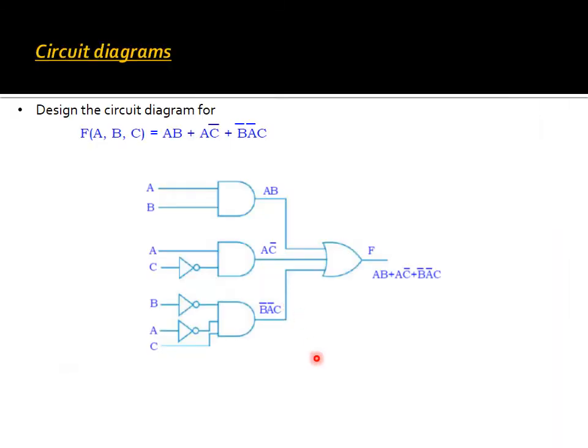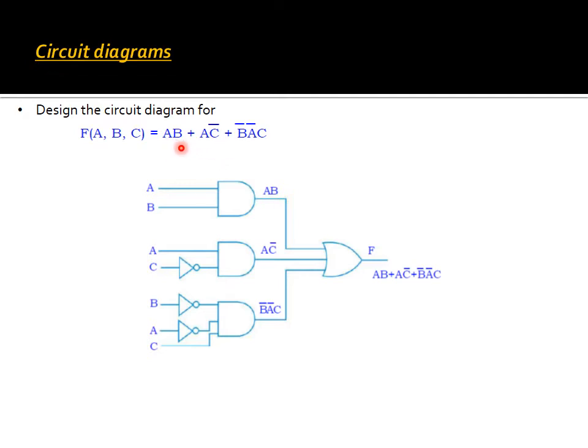Now let's try drawing certain circuit diagrams for a given expression. Let's say we have given an expression with 3 inputs, that is A, B and C variables, which is equal to AB plus AC bar plus B bar A bar C. Now how to represent these circuits? So far we have understood what an AND gate, an OR gate and a NOT gate are. So using these basic gates we are going to design this circuit.